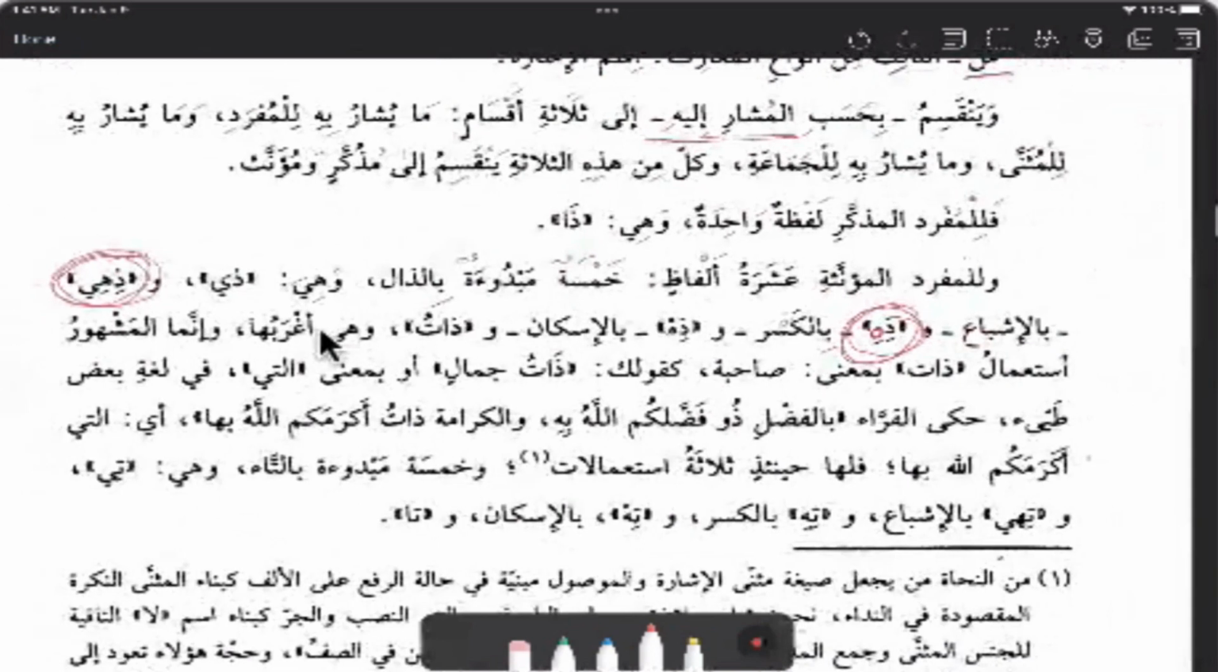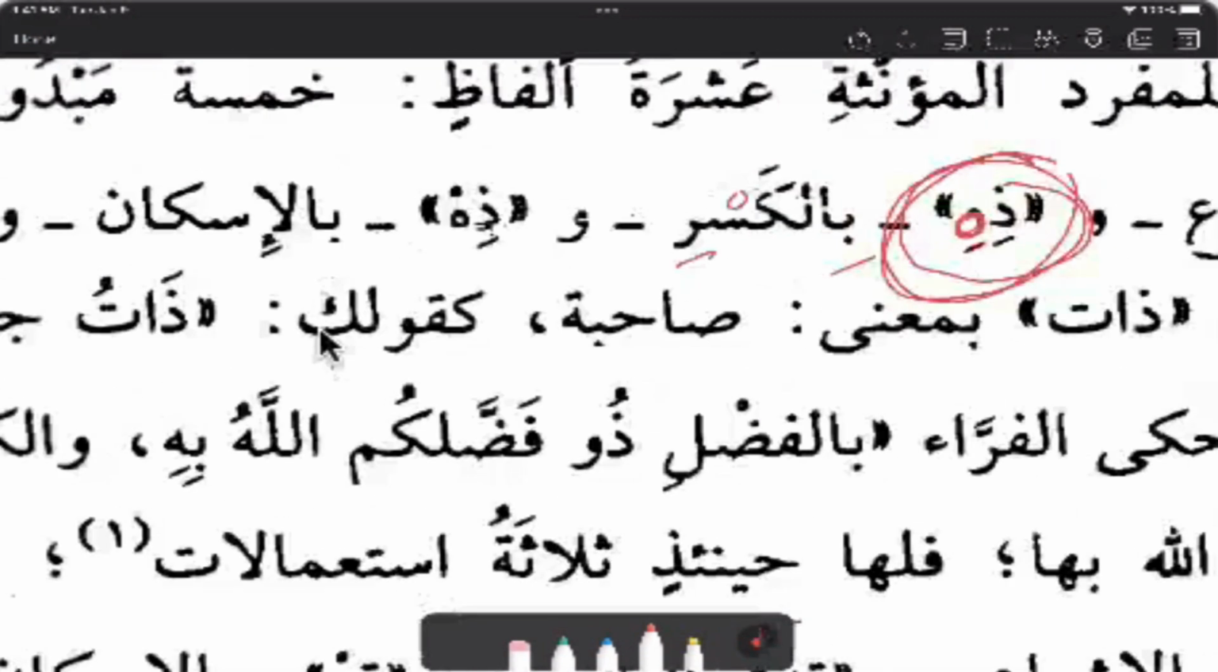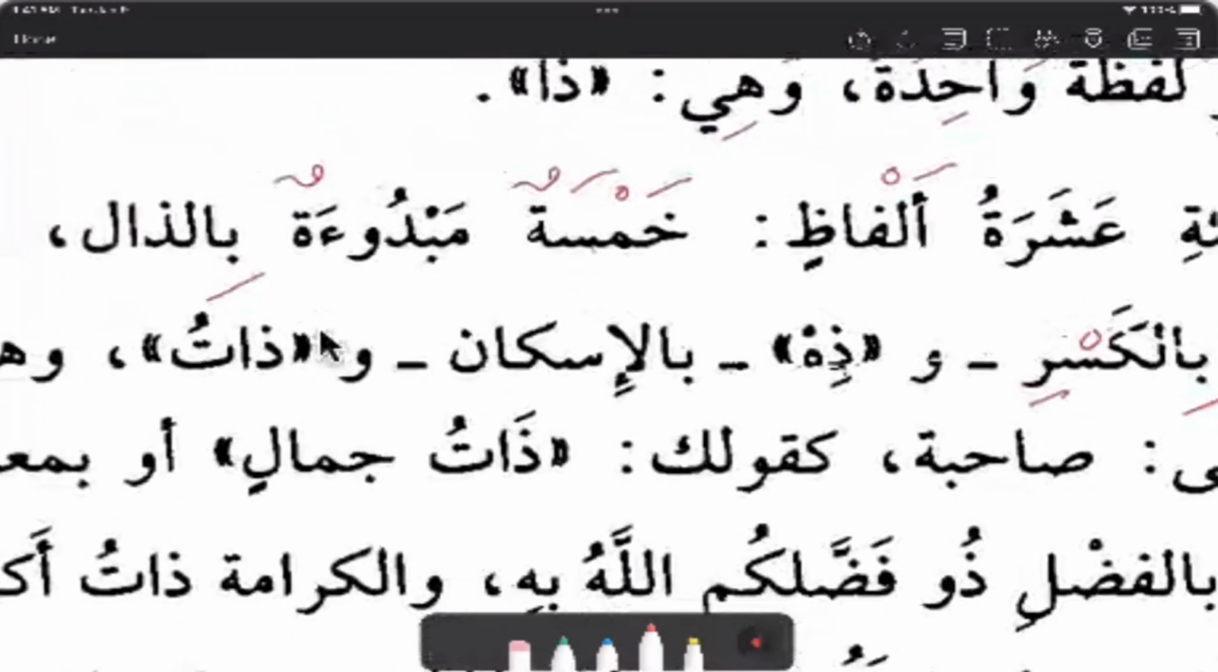So he says, for the feminine, you can say dhihi bil ishba', filling up the vowel. Dhihi bil kasr, with the kasra here. And dhih bil iskan, with the sukoon on the ha, yani devowelizing that ha. So you can point at something feminine and say dhih. Make sure you pronounce your ha though.